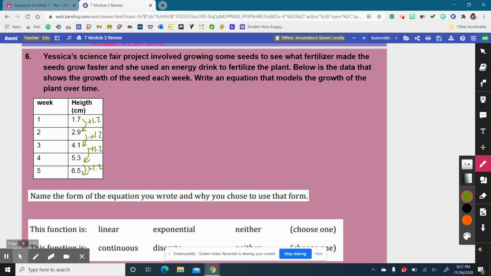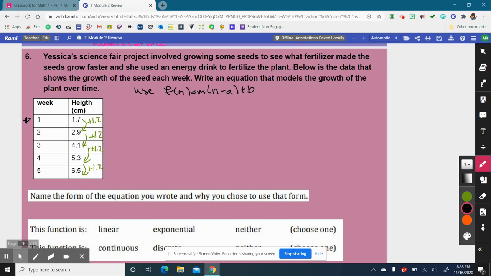So we have two equations we can choose from: point slope or slope intercept form. Now, we are going to use point slope because our table doesn't start at a 0. It starts at a 1, so we're using point slope form. You've used it before in module 1, but now we just gave it a name.